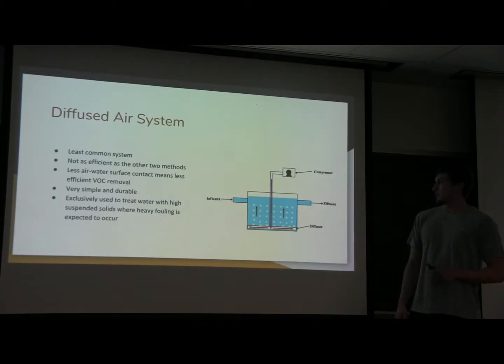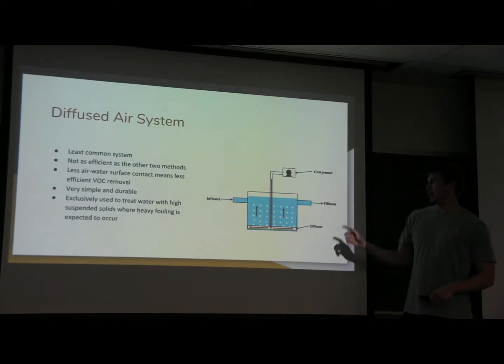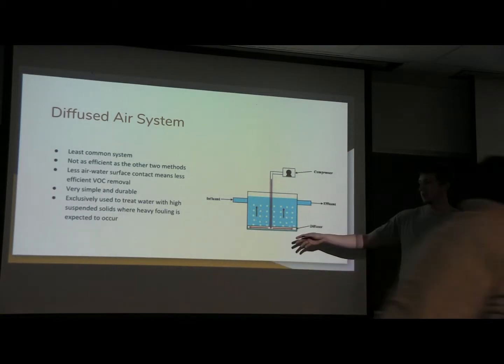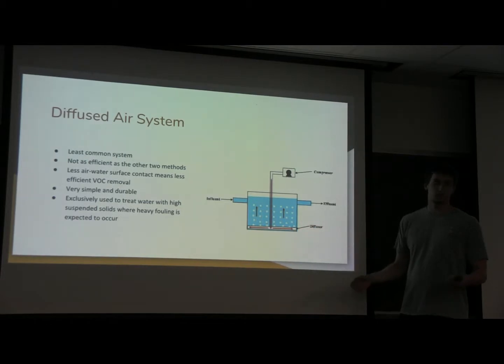The third type is a diffused air system. Like I said, this is basically just a water tank that has little nozzles at the bottom bubbling air up through it. This system is not as efficient due to the fact that there is just less surface area for the water and air to contact with, and therefore less efficient removal of VOCs or whatever contaminant you're using.